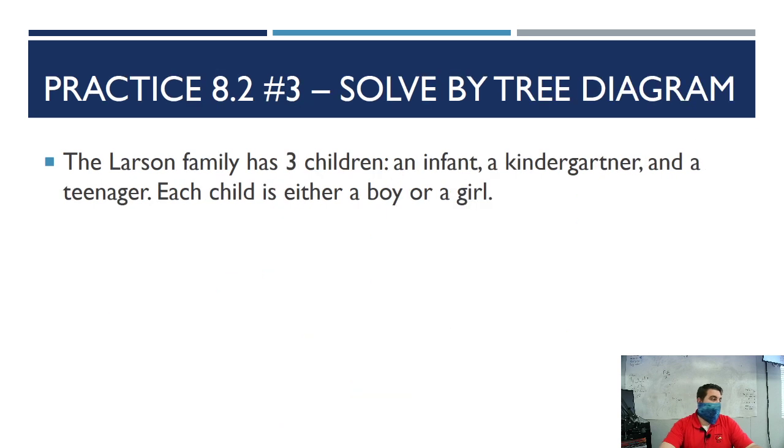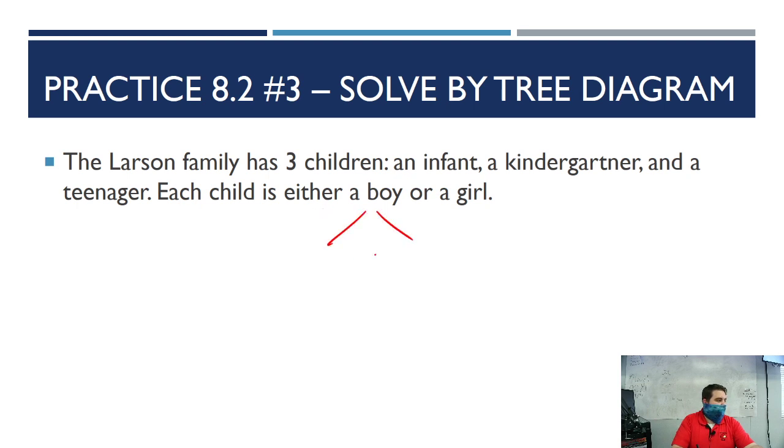All right, the Larson family has 3 children. This has nothing to do with the Larson family here. Don't start with me. It's in the book. An infant, a kindergartner, and a teenager. That's an age range. Each child is either a boy or a girl. So we're just trying to figure out how many possibilities, assuming we didn't know the genders of the kids. Who knew that last sentence would be inflammatory? All right. Anyway.